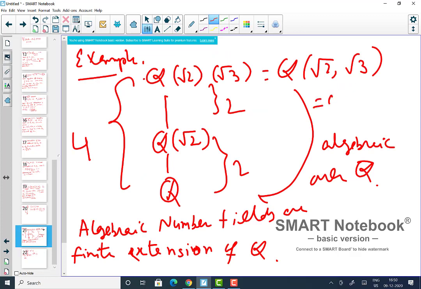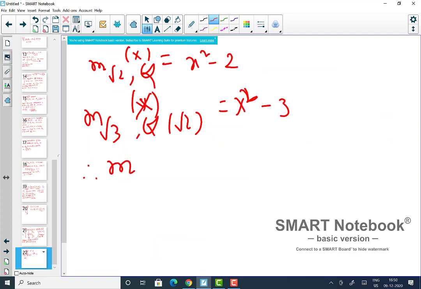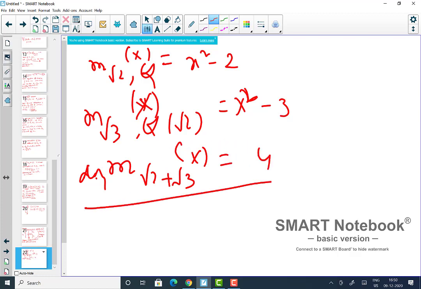And now what is that element? Alpha, that will generate this extension. And I'm claiming that root 2 plus root 3 is the element. You check that the degree of its minimal polynomial over Q is actually 4. Now how do you get the minimal polynomial of this kind of element? Obviously you can think of it as a product of these two things, or you can directly check what it is.